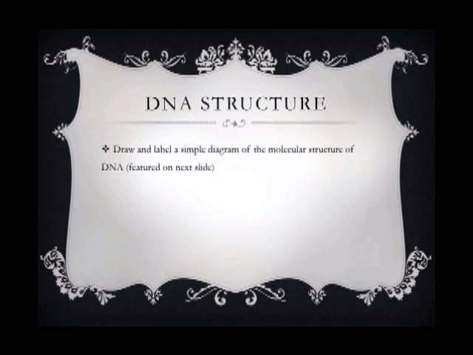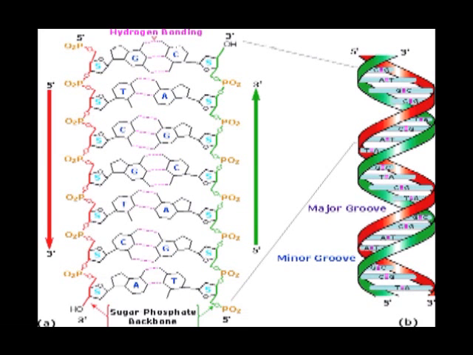DNA structure. Draw and label a simple diagram of the molecular structure of DNA. This will be on the next slide. As you can see, all the hydrogen bonds and the phosphates and all of the bases, and you can see that every time thymine and adenine are based together and guanine and cytosine are based together.